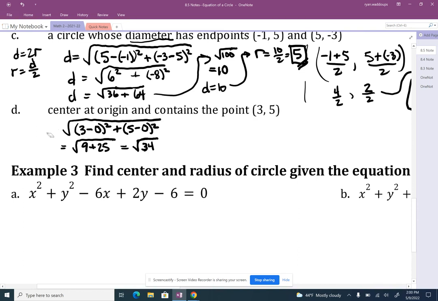Now, when I said D, that's not to be confused with diameter. That's the distance. And in this case, it's the distance from the origin, the center, to the point 3, 5, which means what I actually have here is not D, diameter, but radius.